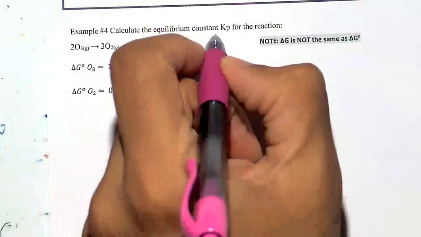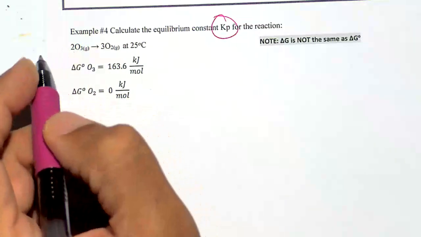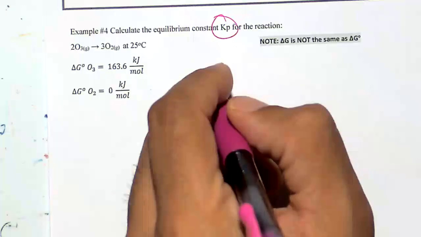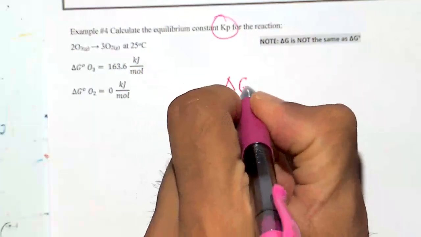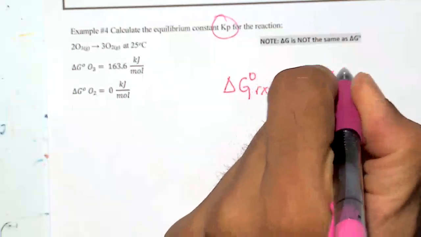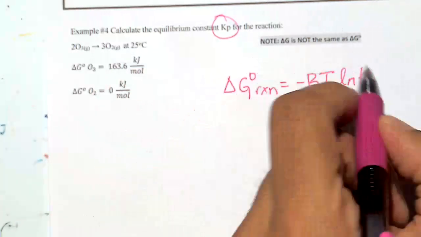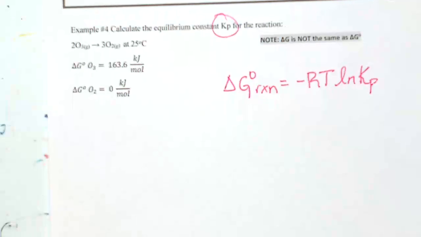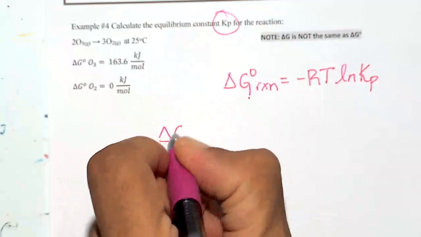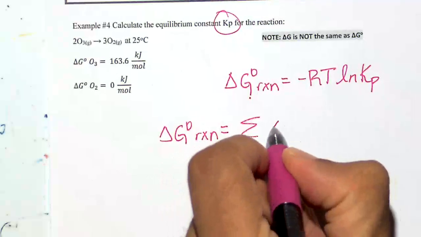All right, calculate the equilibrium constant Kp for the reaction 2O3 goes to 3O2. The equation for the equilibrium constant is going to be given on the exam. Kp, right? And then how are we going to get to delta G of the reaction at standard state? Sum of the products minus sum of the reactants.